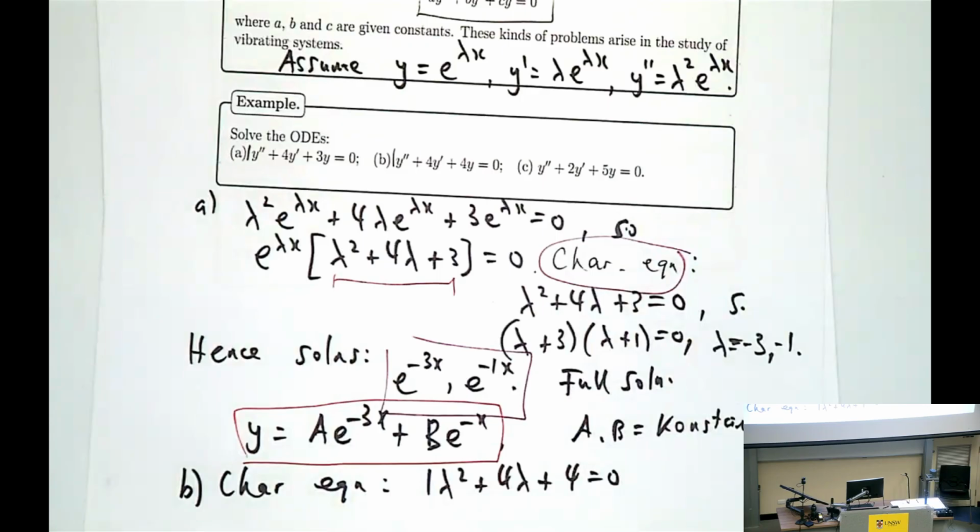So now, what will that factor to? How do we solve that? What's our lambdas going to be? Well, we want to multiply to give 4 and add to give 4, so 2 and 2, so there'll be -2, right? Exactly, thank you.